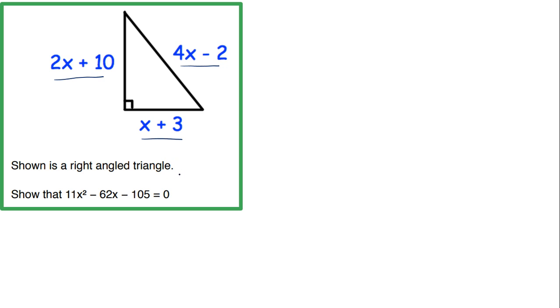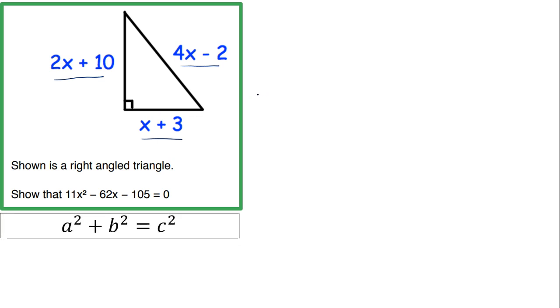Now, in order to show something, we obviously need to prove it. We need to prove how these three lengths are equal to 11x squared minus 62x minus 105. Now, as you can see, this is a right angled triangle. And whenever you're dealing with the lengths of a right angled triangle, you use the Pythagoras theorem. The Pythagoras theorem looks something like this.